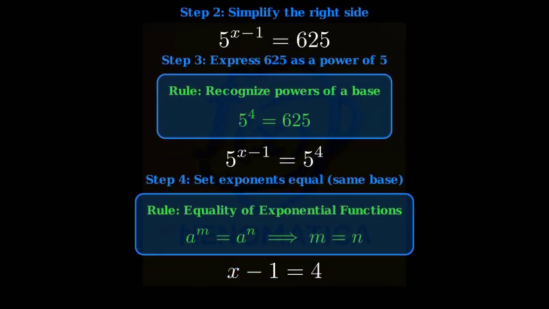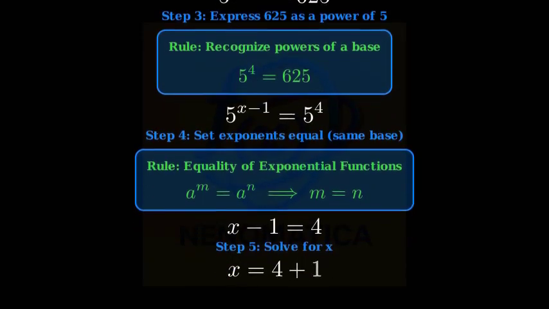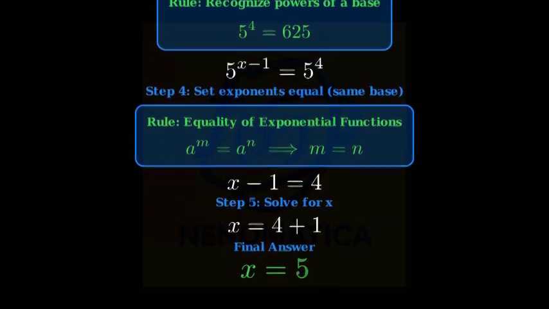So x minus 1 equals 4. Step 5. Now we just need to solve for x. We add 1 to both sides of the equation, and we get x equals 5. Our final answer is x equals 5.